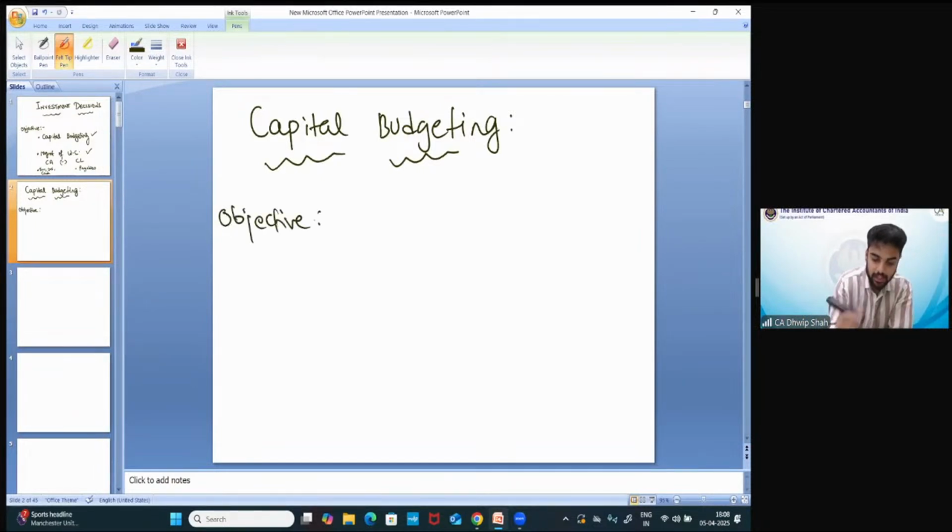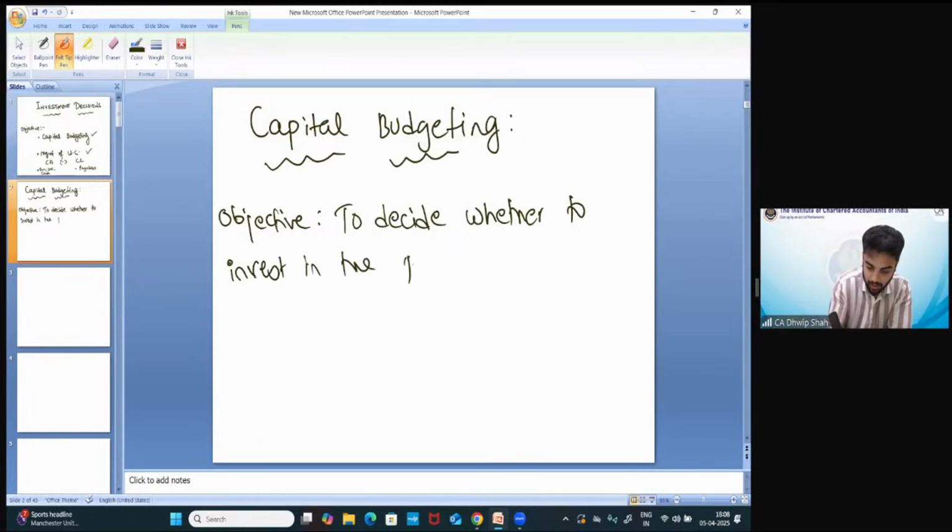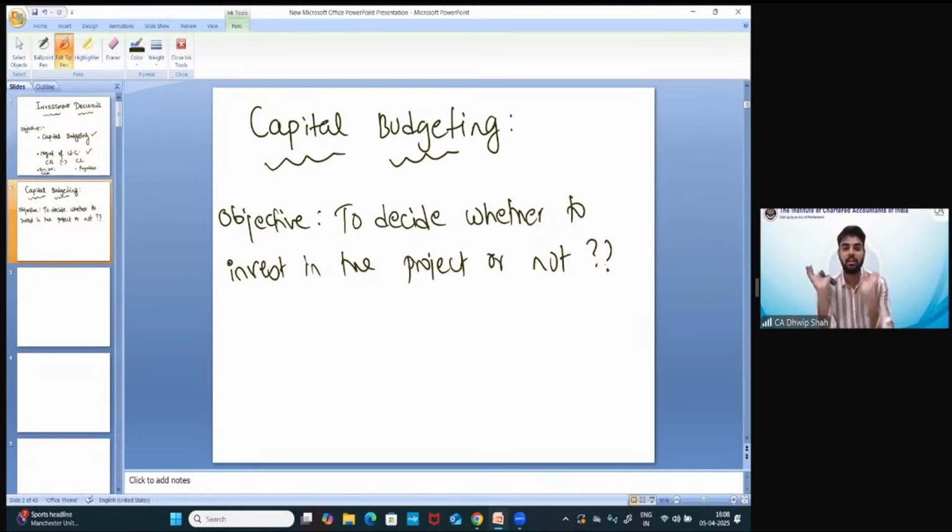The ultimate objective of the capital budgeting chapter is only one: to decide whether to invest in the project or not. Only one decision as a financial manager you need to take in this chapter. You have to decide whether the company shall invest in the project or not. That's the only decision you have to take. Are you getting this?